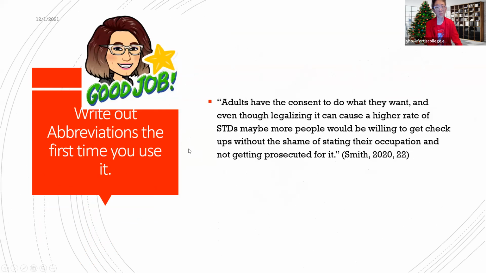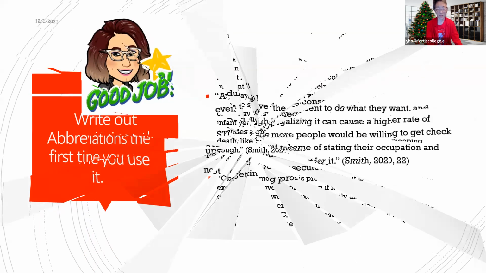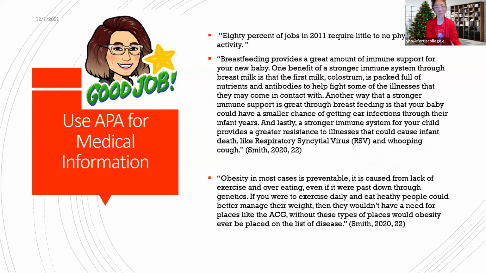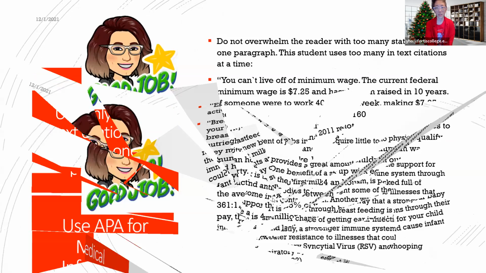And here, when you have abbreviations, write out the abbreviations the first time you use them. And here's some more APA for medical information. 80% of jobs in 2011 require little to no physical activity. And then you have obesity, in most cases, is preventable. It is caused from a lack of exercise and from overeating, even if it were passed down through genetics. So here you have another example of medical information.